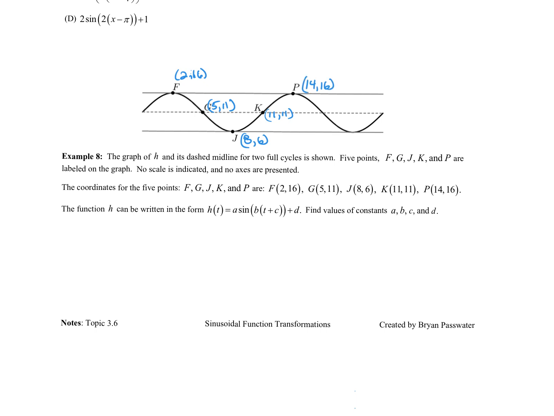And so on this, it says, hey, H of T can be written as A sine of B times T plus C, plus D. And we're going to find A, B, C, and D. A, B, and D, pretty easy. C, kind of a little bit of a pain, but we're good. So let's break it down. And so A represents our what? Our amplitude. Well, what's my amplitude on this one? 11 to 16. 5. All right, so my amplitude is 5. Pretty good there?